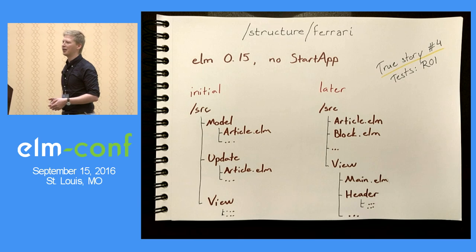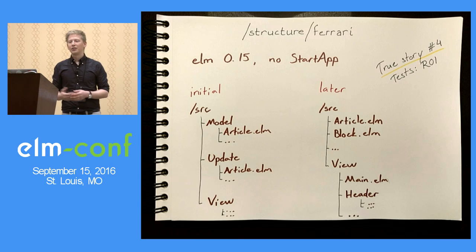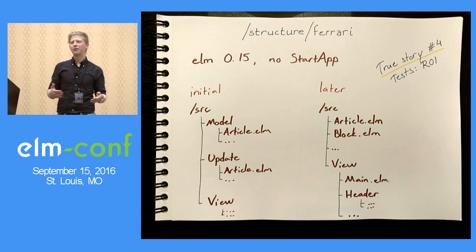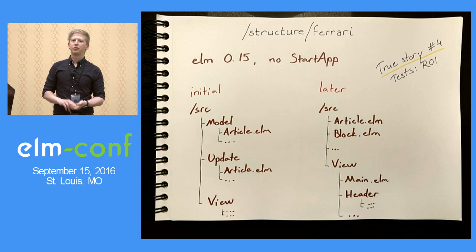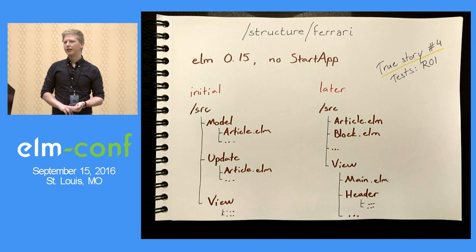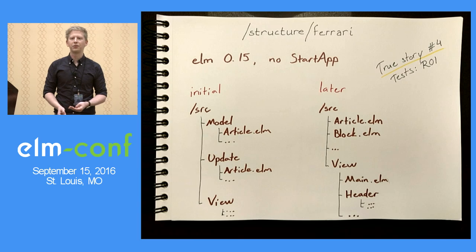So we ditched that really quickly and moved on to just combining the model and update into one file called article.elm or block.elm or whatever the type is called. So we had about 5 core data types in the whole application, and those were all at the root level in the project. And then we kept the view directory structure because we found that actually it's kind of useful.